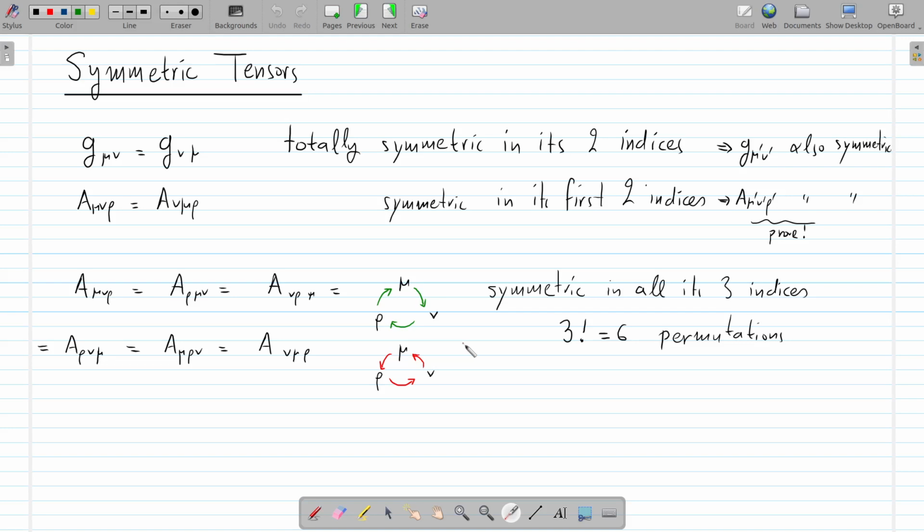We can generalize this to more than 3 indices, but then the work, although not very hard, is much more tedious.